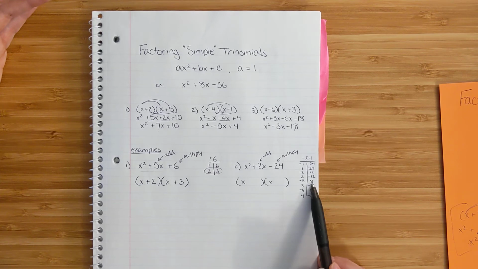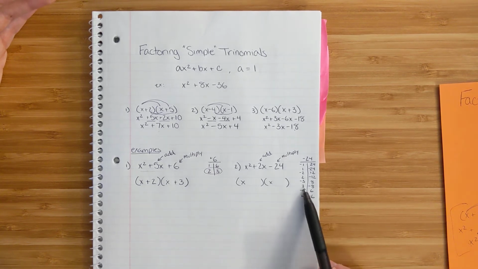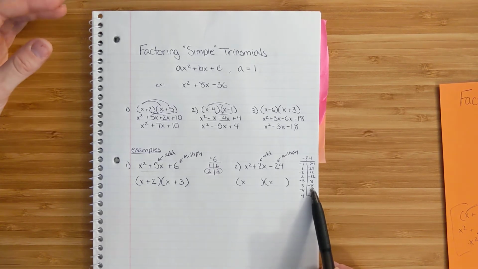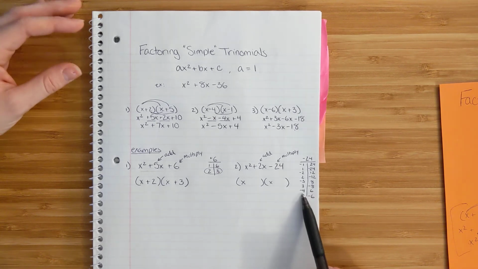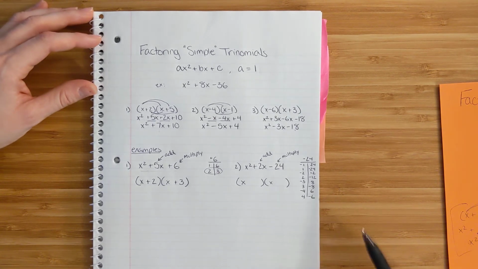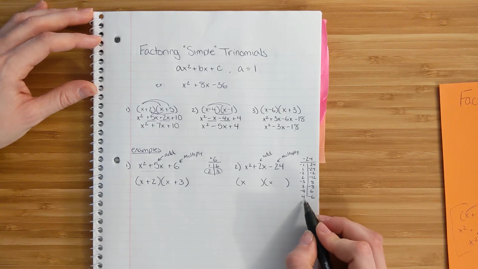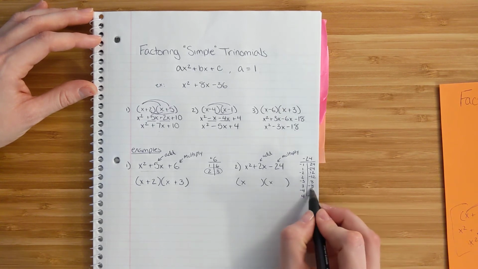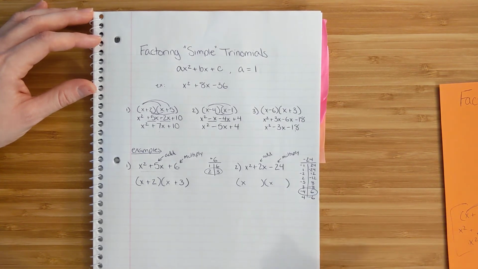Negative 3 and positive 8 add to 5. Positive 3 and negative 8 add to negative 5. Negative 4 and 6 add to positive 2. And positive 4 and negative 6 add to negative 2. So here's my magic combination.